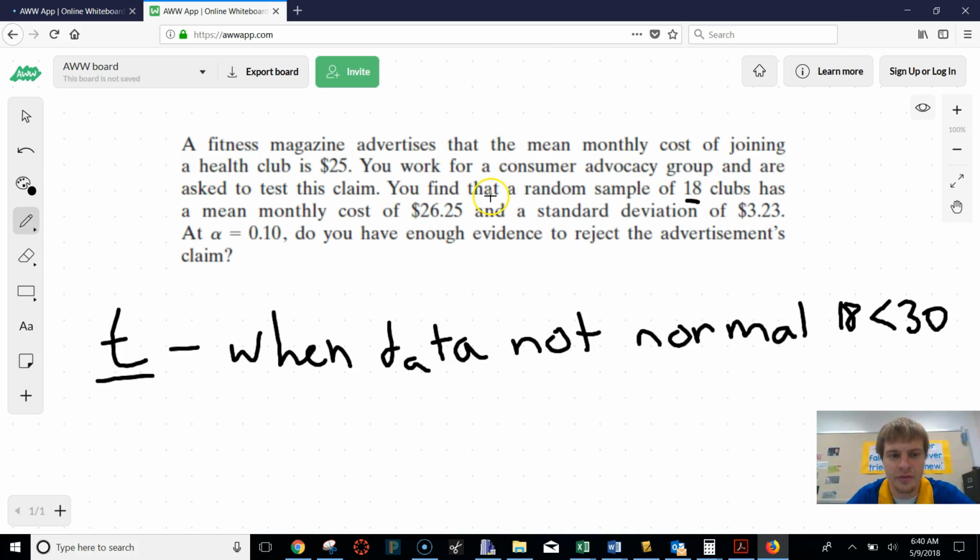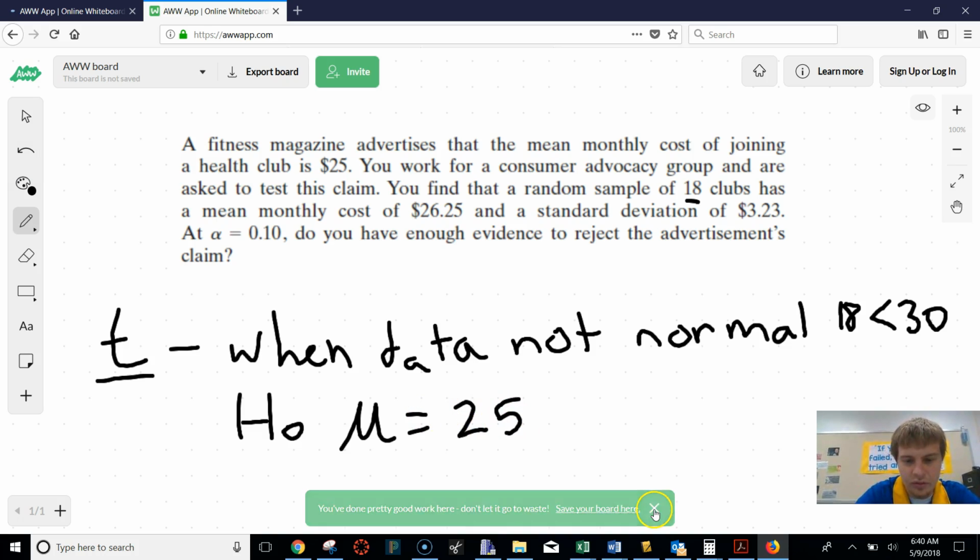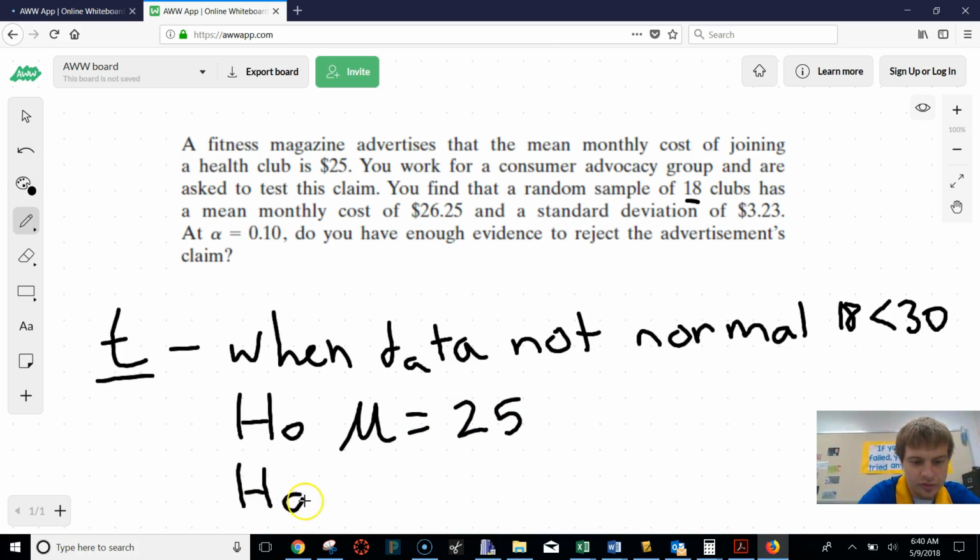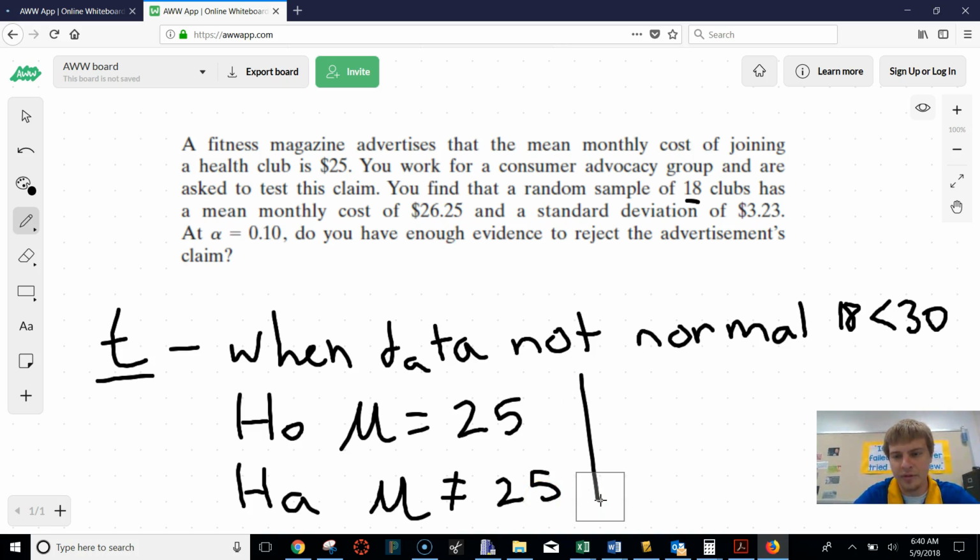And then you work in an advocacy group to test the claim, and you find that your monthly cost is $26.25 with a standard deviation of 3.23. So you want to know, is their claim correct? So their claim is their null hypothesis, their mean is 25. And your claim, or your alternative claim, is that they're wrong, so that it's not 25. So then we're going to run that in our calculator and find our p-value.